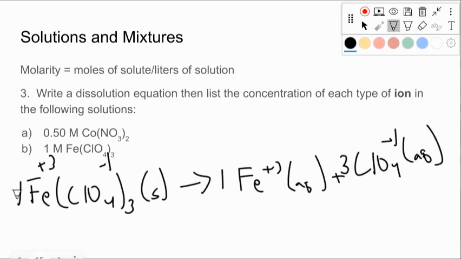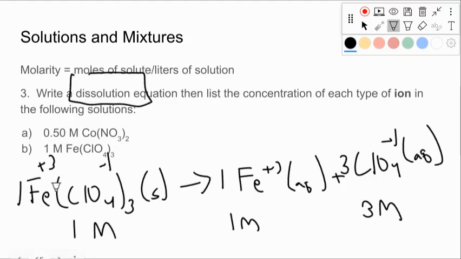This is 1, this is 1. So then it tells me that this is 1 molar. So for every 1 molar of iron perchlorate is going to produce 1 molar of my iron ions, but it's going to produce 1 times 3, so it's going to produce 3 molar of my perchlorate ions. So it's just pretty straightforward. It is just a relationship based on the moles, and this is called a dissolution equation. I start with my solid, and I just break it down into its individual ions, showing the charges and the states of matter.